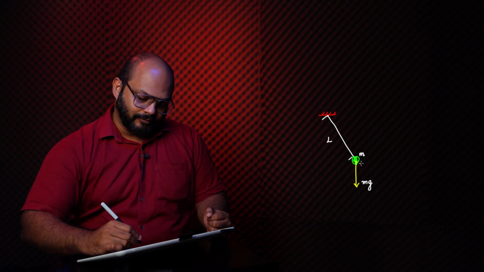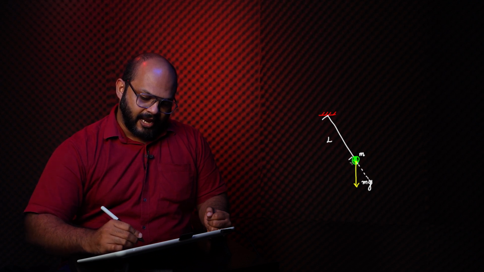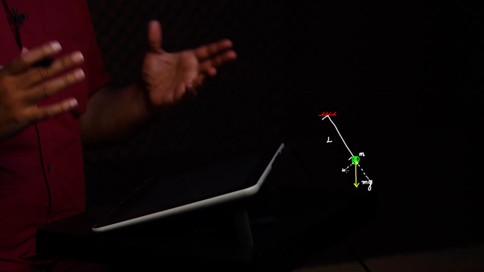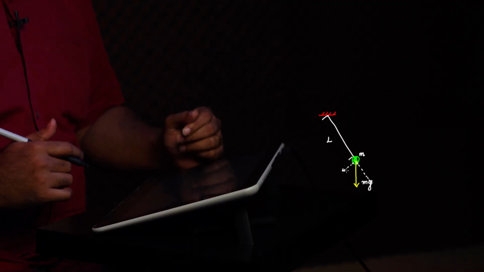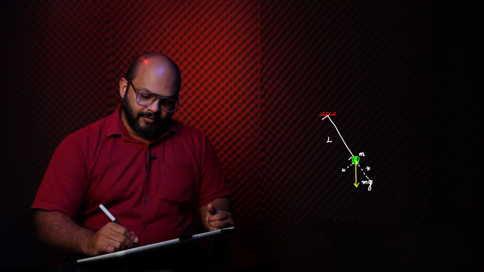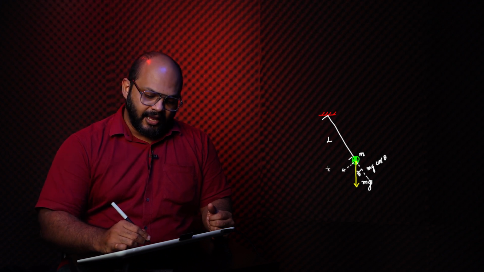So we can say that this force has a component in this direction and a component in this direction, and these two directions are orthogonal or perpendicular to each other. If we use the law of vector projections, this becomes mg cosine of theta, where this is the angle theta, and this is mg sine theta.